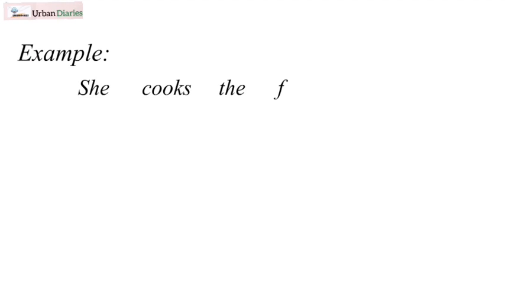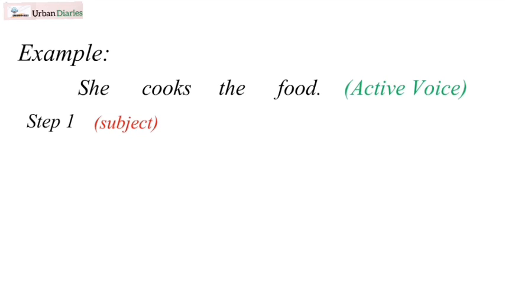She cooks the food. This sentence is in active voice and now we'll change it into passive voice. And that we will do with the help of the 5 steps that I just told you. Let's try this. Step 1. Identify subject, verb and object in any sentence. So we know that in this sentence, she is the subject, cooks is the main verb and food is the object. Step 2. Interchange the position of subject and object.